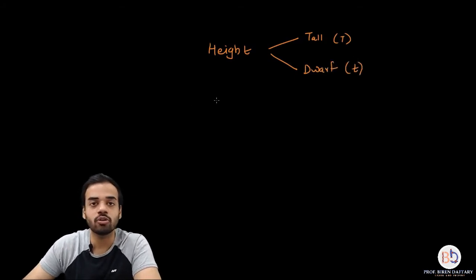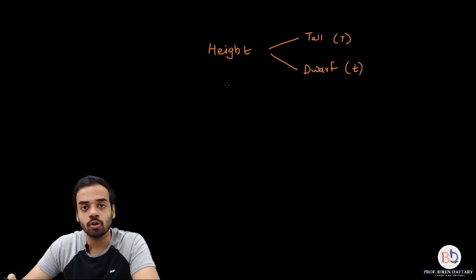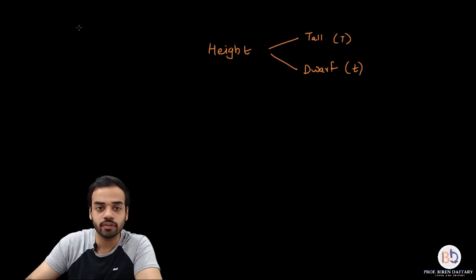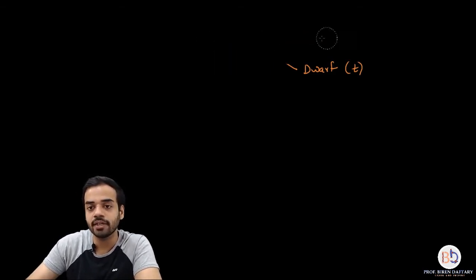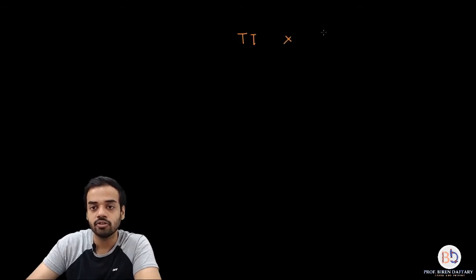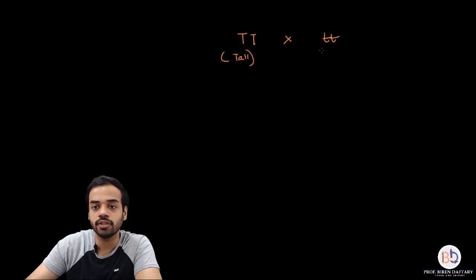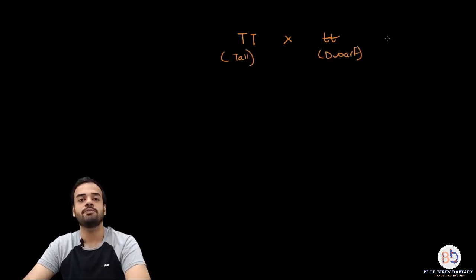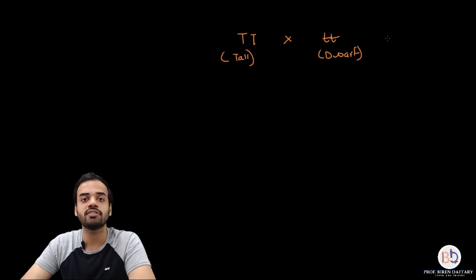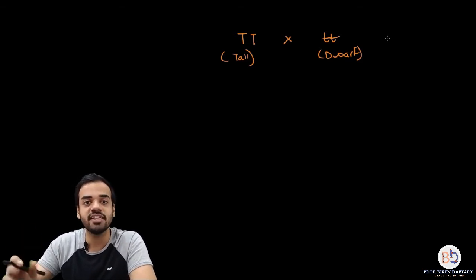Now in the monohybrid cross, both the parents are pure or homozygous. So one of the parents is going to be capital T, the other parent is going to be small t. So let us start with the cross over here. So capital T crossed with small t. Over here I will write down tall, and over here I will write down dwarf. Okay, both these are called as pure parents or homozygous parents because each of the parents has the same allele.